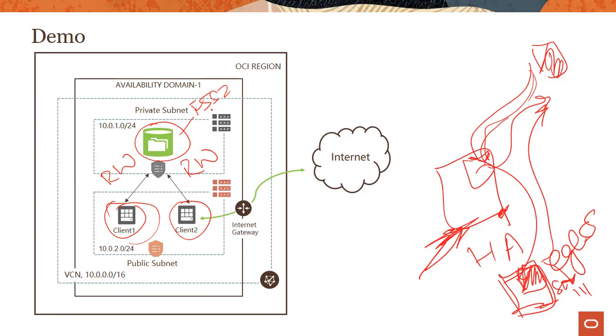So hopefully this gives you a quick overview of how the file storage system works. It's a highly available file system in the cloud, with massive capacity. It's scalable, elastic, and it's really, really simple to use.